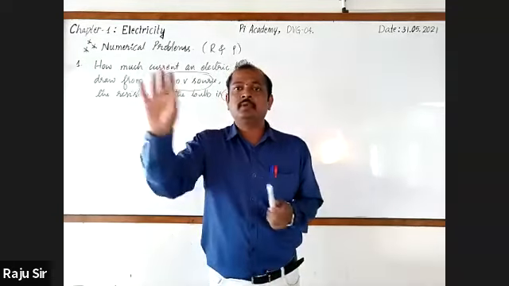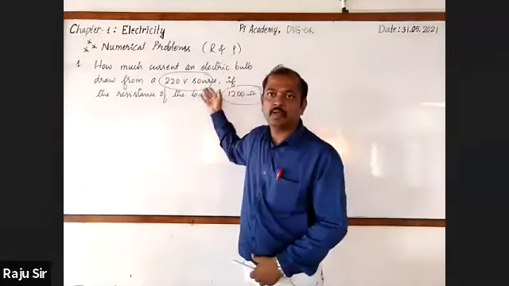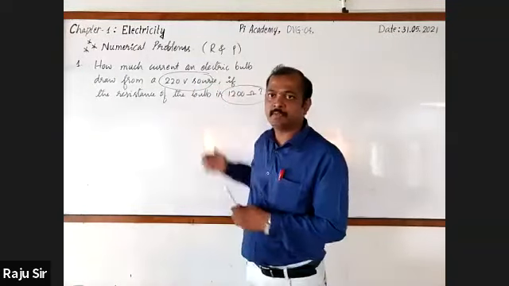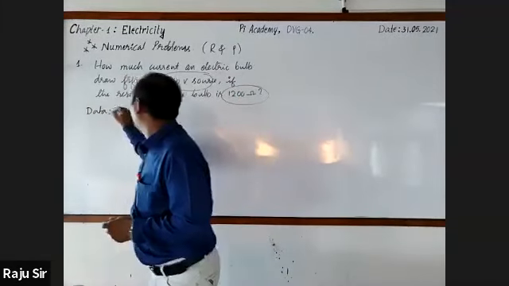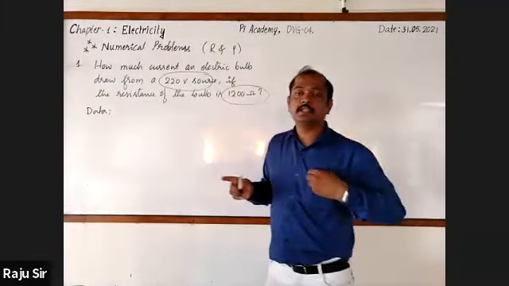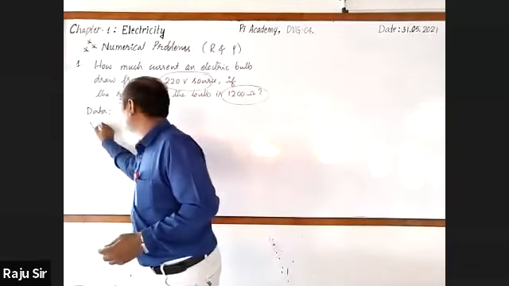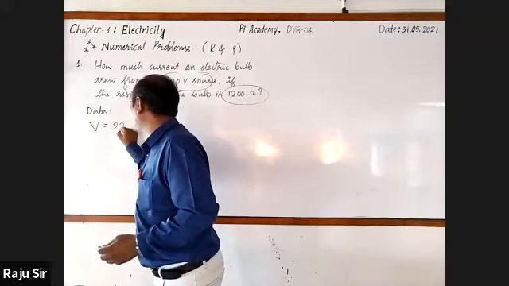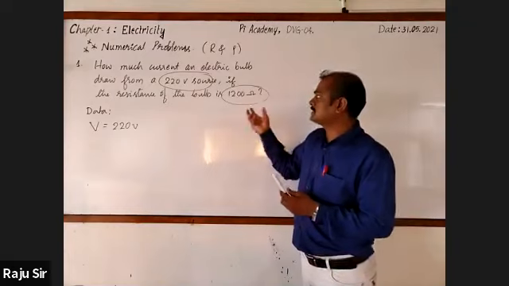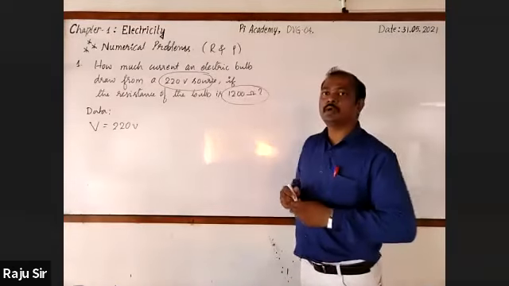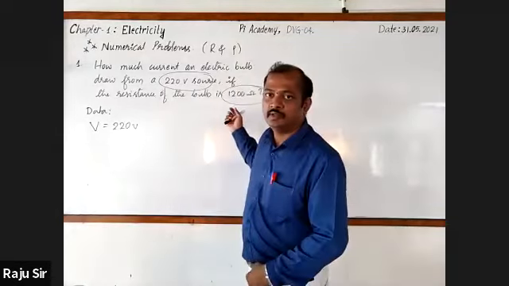Within that, we are using different electrical components. Among these, one is the bulb. Here, 220 volts is nothing but the voltage, the potential difference. V is equal to 220 volts. If the resistance of the bulb is 1200 ohm.